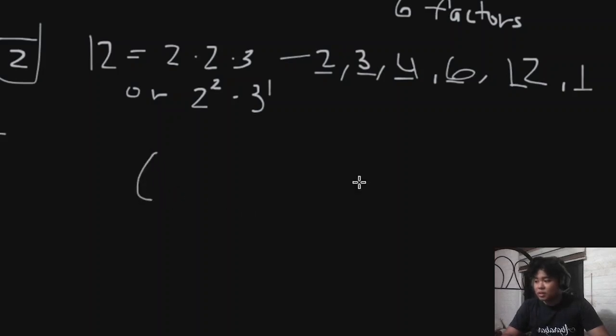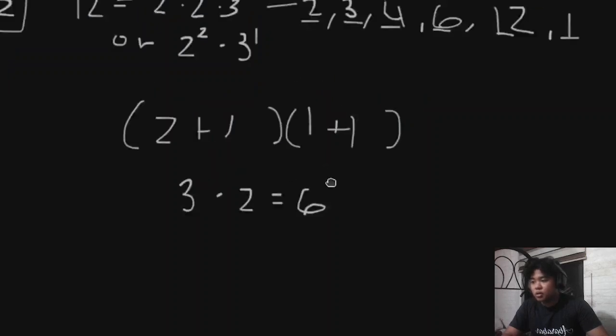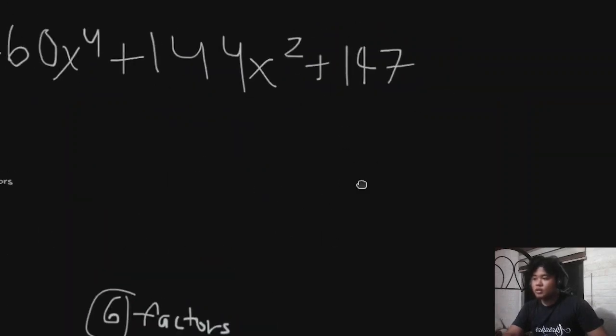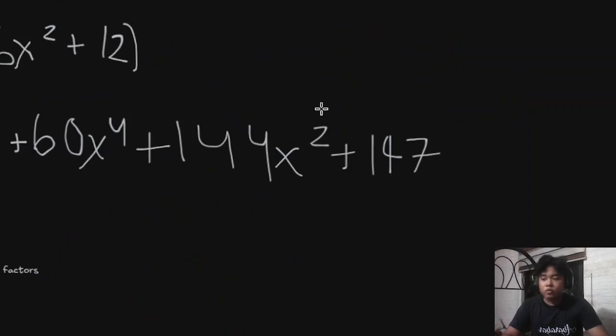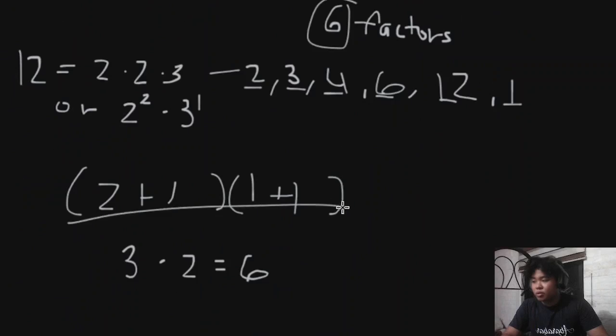What I mean by this is, for the 2 we add 1 and get 3, and for the 3, which has a degree of 1, we add 1 and get 2. Then we get 3 times 2, which equals 6. And as you can see here, we get the same answer. So in this example, we can try this method on 147, using the easier method.